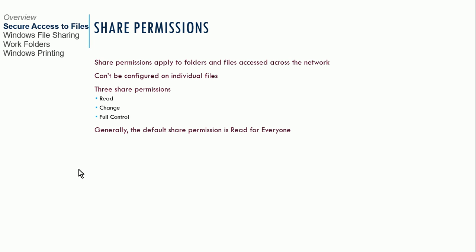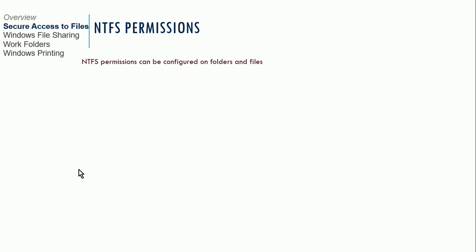Generally, the default share permission is read for everyone. So when you turn on file sharing for a file, it'll allow everyone to read it and no one to change it except for you on the local file system. And then you would be able to change that, obviously, to give more permissions to users on the network, say to add files, change files, and so forth.